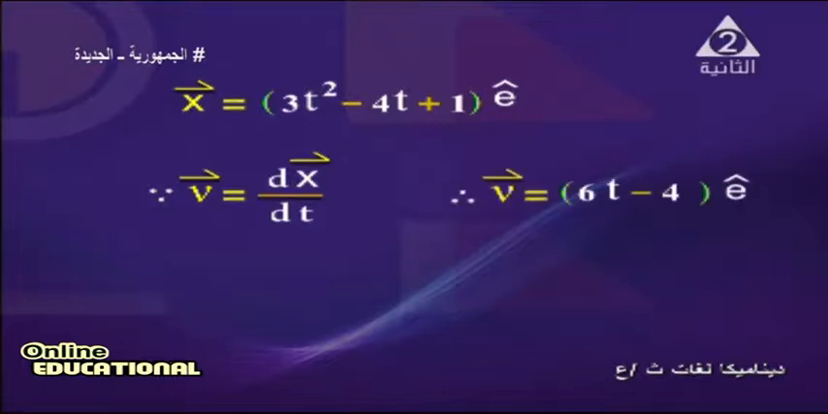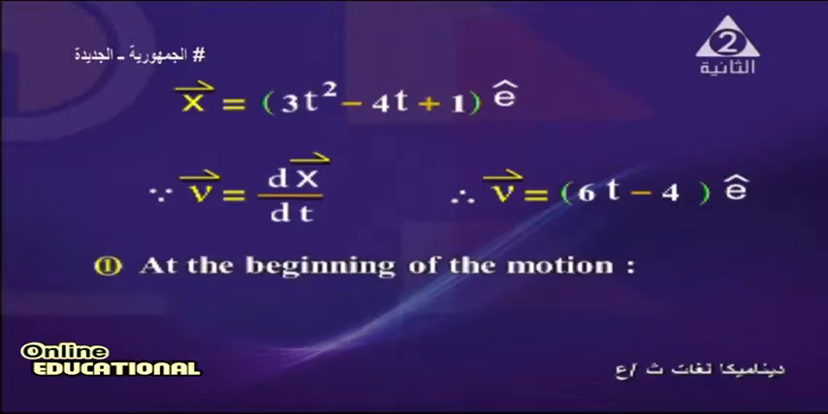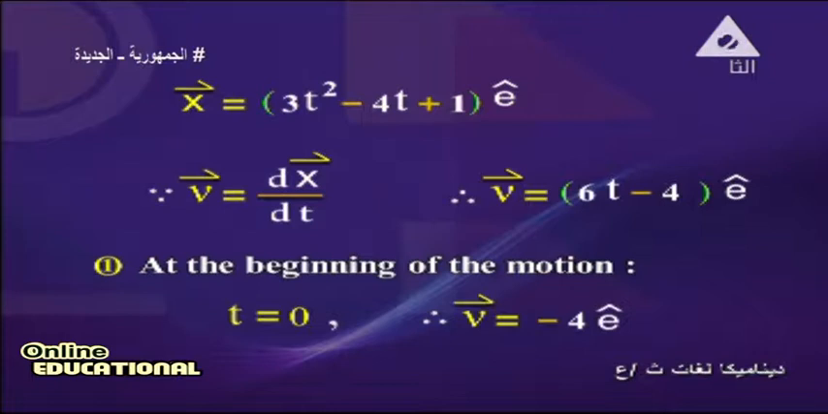Then v equals the derivative of 3t power 2, which is 6t, minus the derivative of 4t, which is negative 4, and the derivative of 1 is 0, which is a constant. Then the velocity vector equals 6t minus 4e. At the beginning of the motion, the time t equals 0. Then the velocity vector v equals 6 times 0 minus 4, which equals negative 4e.